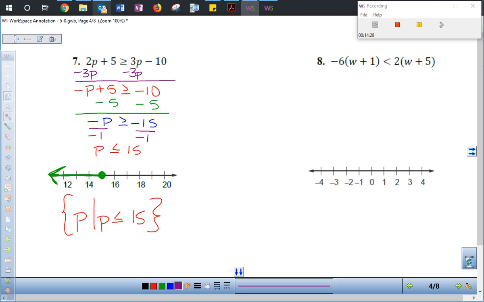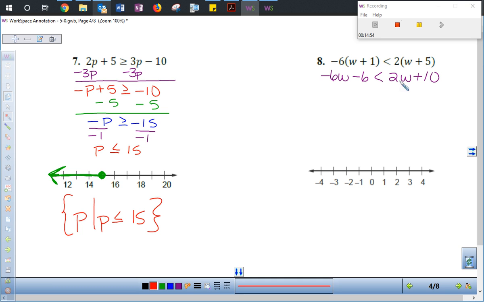On number 8, I have negative 6 times the quantity of w plus 1 is less than 2 times the quantity of w plus 5. Not a big deal. Let's start by distributing. So I'll have negative 6w minus 6 is less than 2w plus 10. Now we did not switch the sign yet because we just distributed. So even though I multiplied by a negative, I didn't multiply the entire equation by a negative.